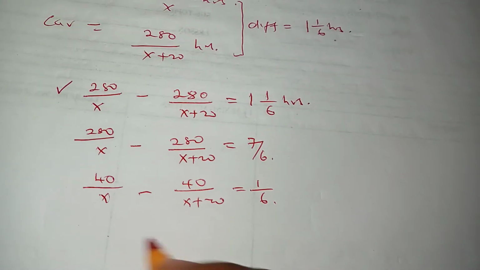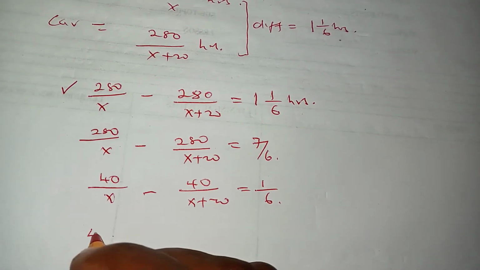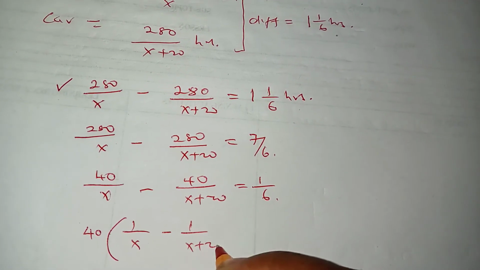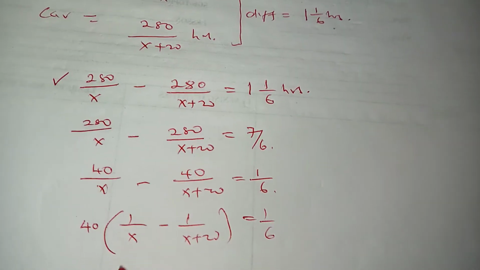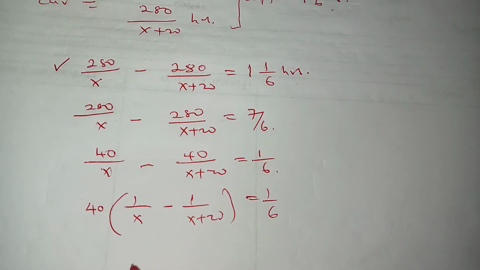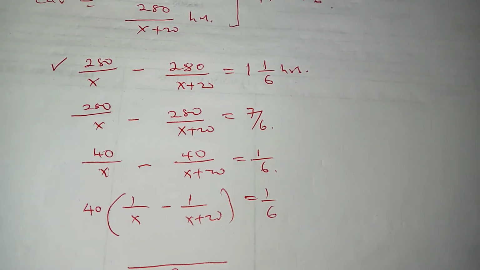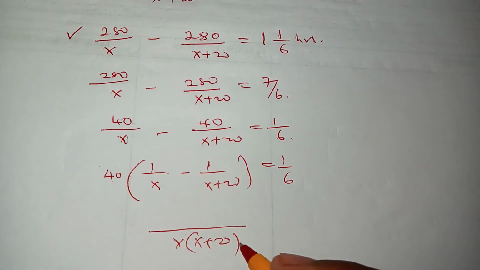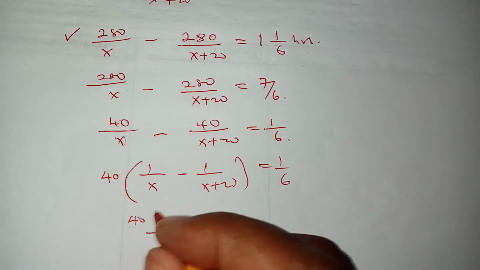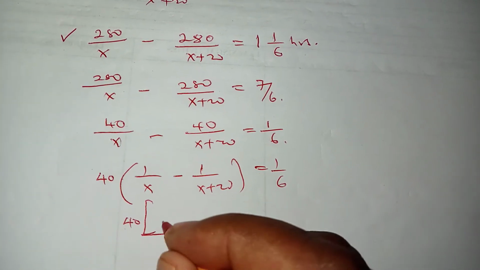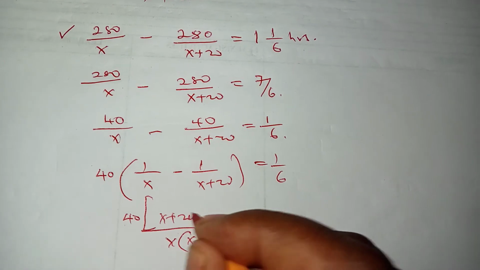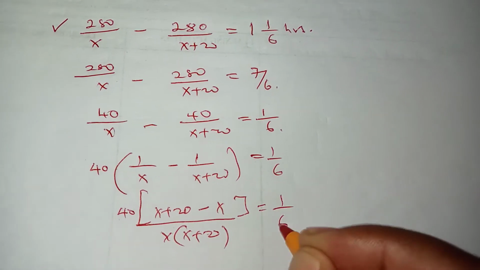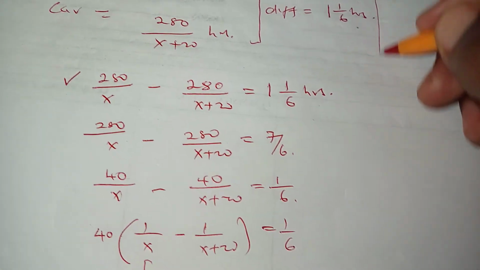Cool. You can factor 40 out so that you have 1 over x minus 1 over x plus 20, all equal to 1 over 6. If you take the LCM of the components in the bracket, you'll have x into x plus 20, right? So x into bracket x plus 20 divided by x, you'll be left with 40 on the outside. So we have x plus 20 minus x, divide by that, you're left with 1 over 6. Okay, create more space here.